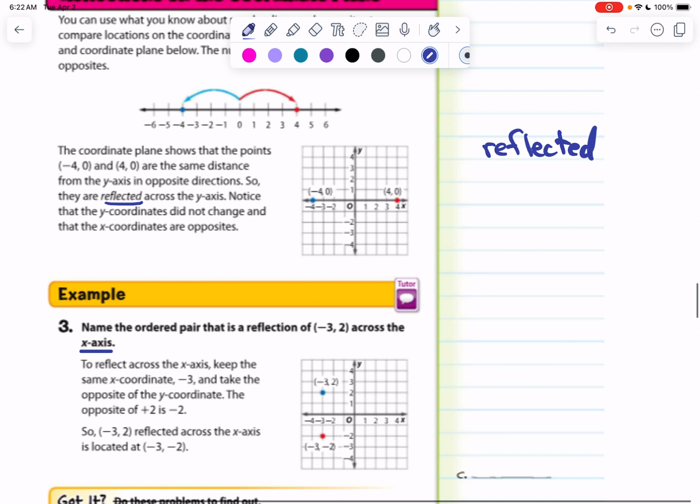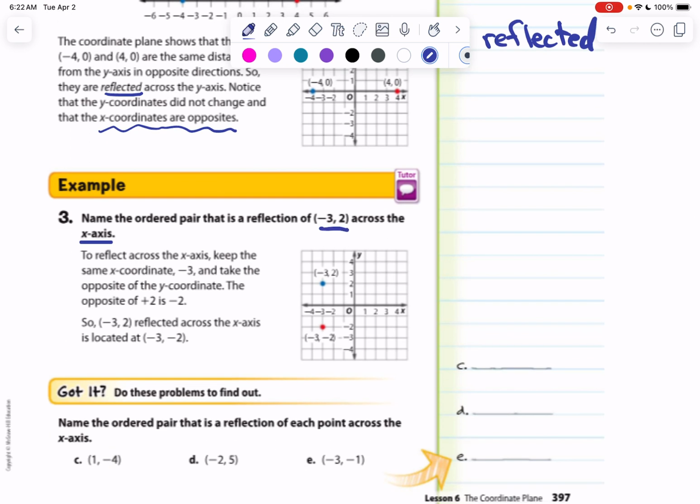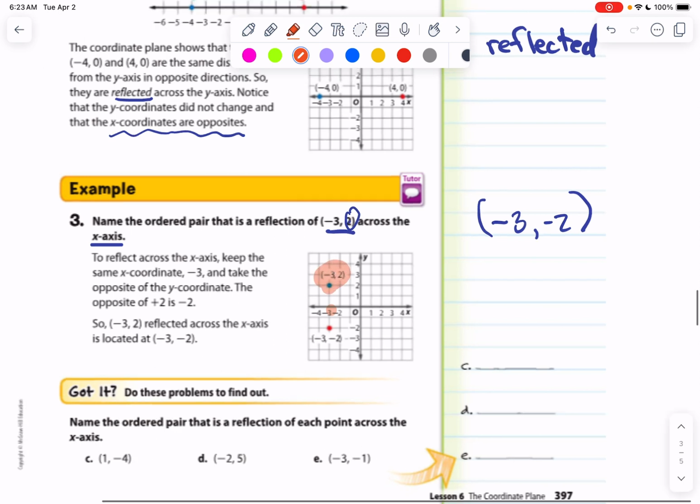All right. Name the ordered pair that is a reflection of -3, 2 across the x-axis. Okay. So when it reflected across the y-axis, what changed? The x-coordinates changed. So that means in this one, if we reflect across the x-axis, then the y-coordinate should change. Okay, so x-coordinate will stay the same. Y-coordinate will be the opposite of 2, which is -2. Okay, and let's see if we're right here. Here's the original, -3, and then 2. So the opposite would be -3, -2 right there. Okay? And they said to name the coordinate, I assume.